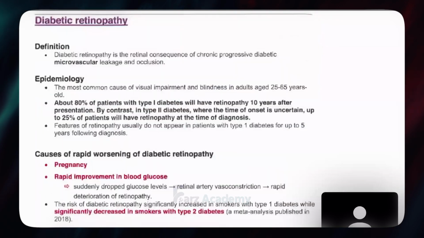So what do we see in diabetic retinopathy? About 80% of patients with type 1 diabetes will have some retinopathy after 10 years. It causes rapid worsening, most commonly in pregnancy, and with rapid improvement in blood glucose.